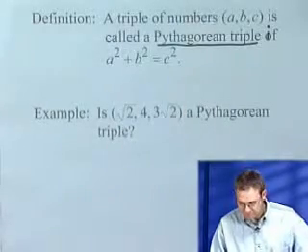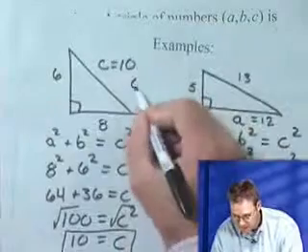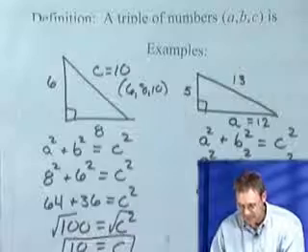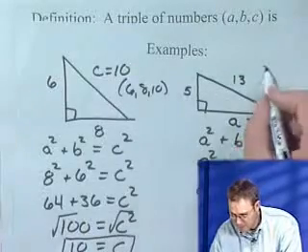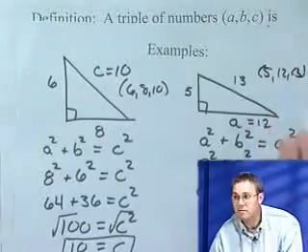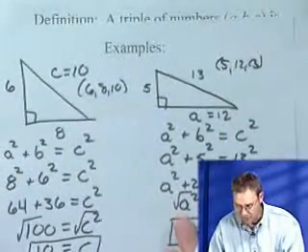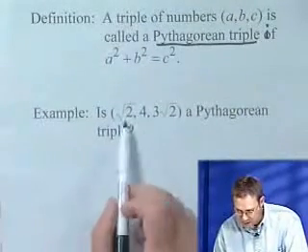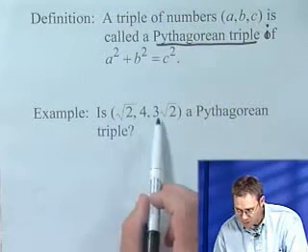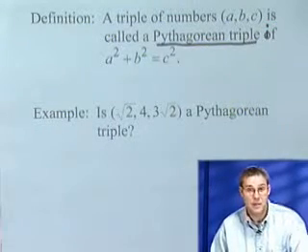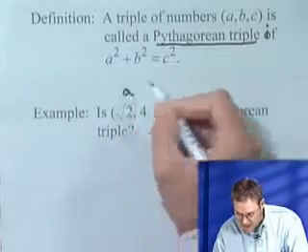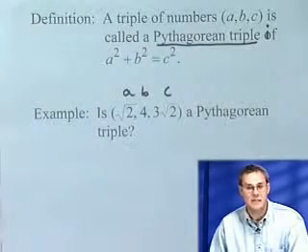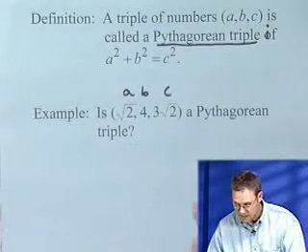For example, 6, 8, 10 is a Pythagorean triple because it satisfies the Pythagorean theorem. 5, 12, 13 is also a Pythagorean triple. Okay? In our example here, we want to show whether this set of numbers, square root of 2, 4, 3 root 2, is a Pythagorean triple or is not a Pythagorean triple. So all we have to say is this is A, the 4 is B, and the last number is C, and we'll see if it satisfies the Pythagorean theorem. So let's check it out.